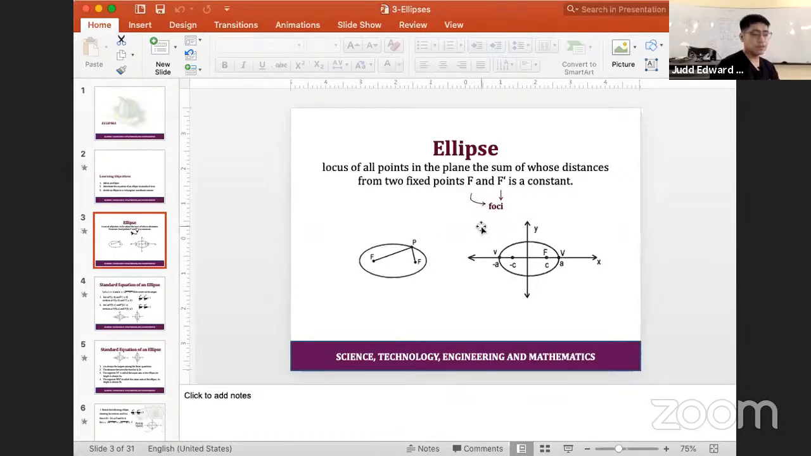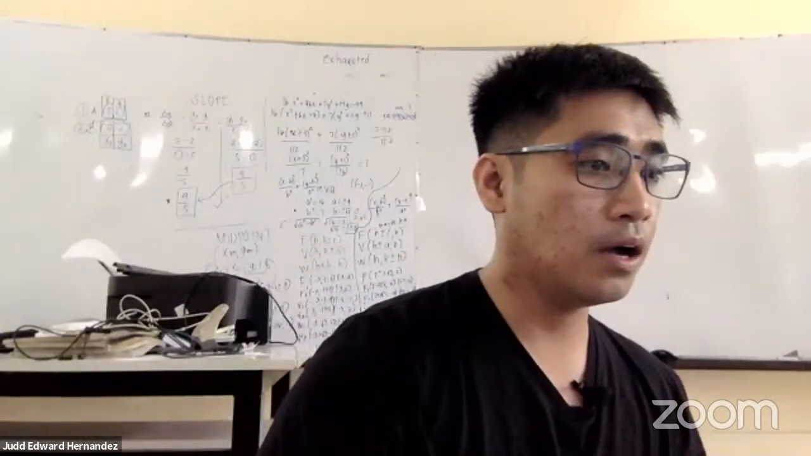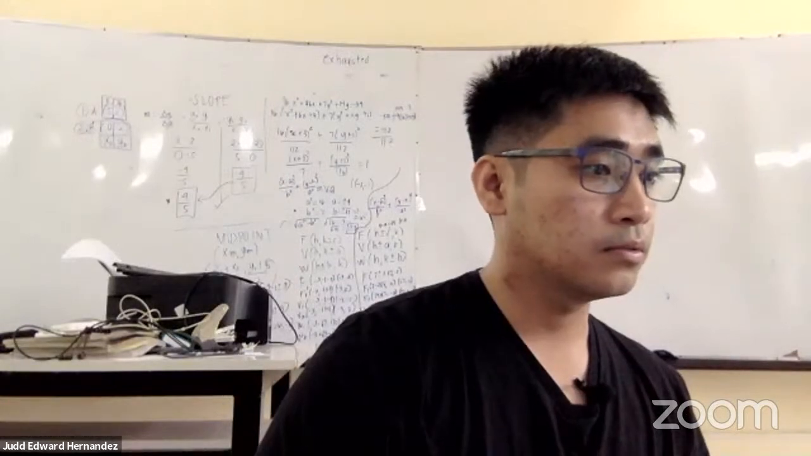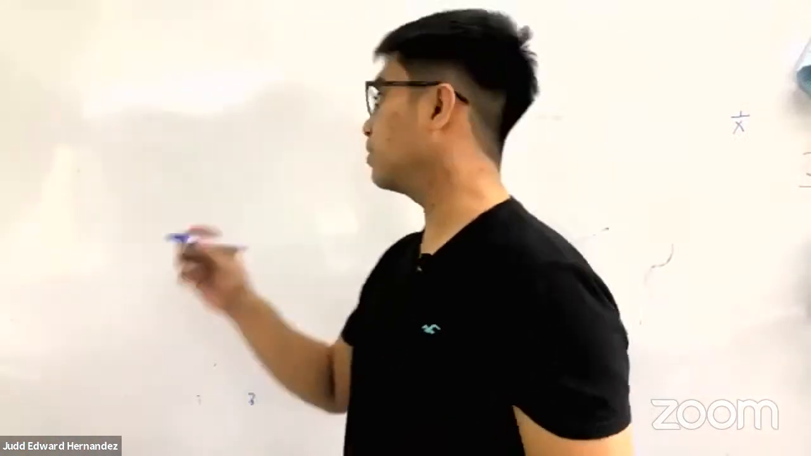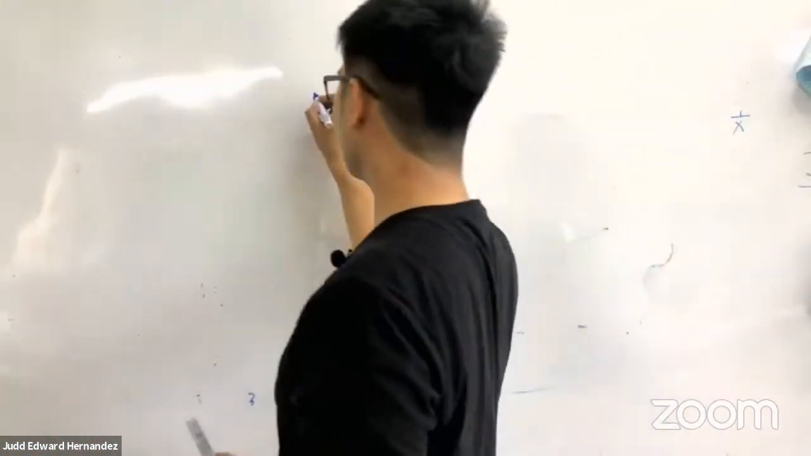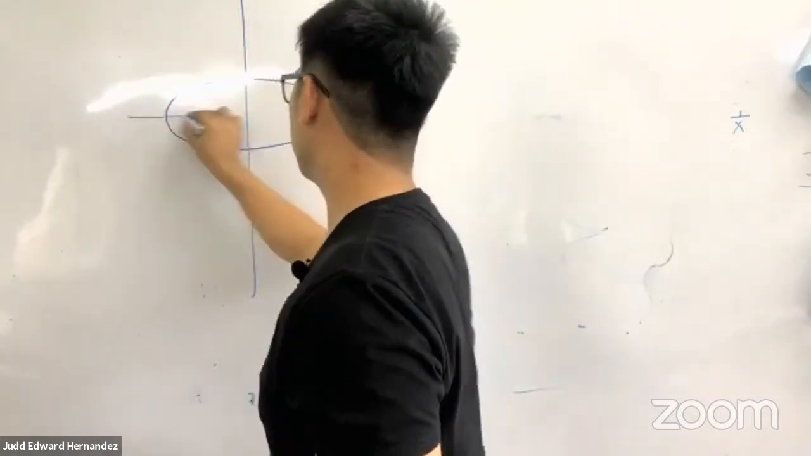So sabi dito sa definition ng ellipse natin, it is the locus of all points in the plane, the sum of whose distances from two fixed points F and F prime is a constant. So papaliwanag ko lang bakit naging constant yon. So i-draw ko lang siya. Okay, so for the definition of an ellipse, for example, this is the ellipse. Okay, this ellipse is horizontal.